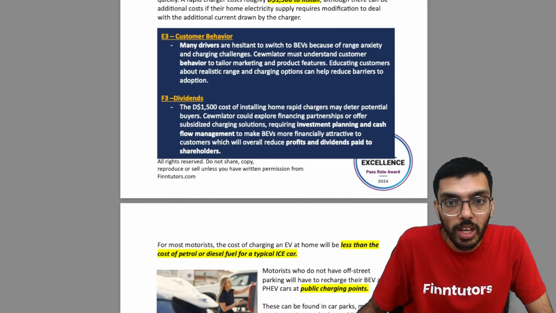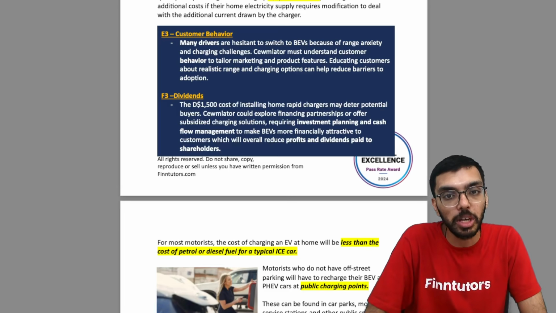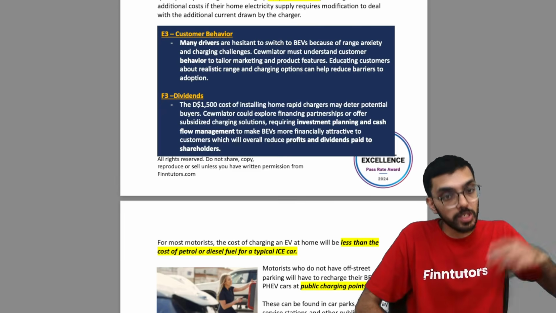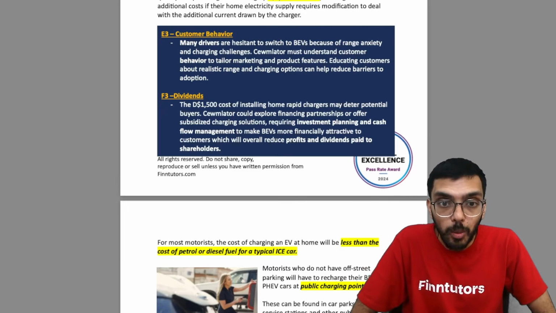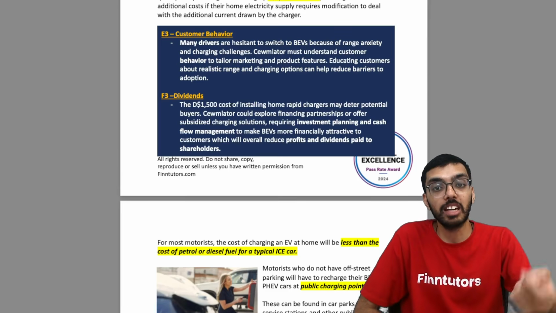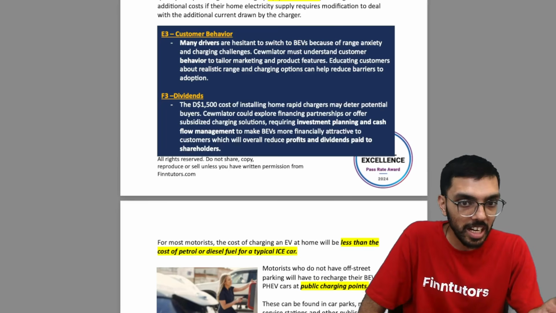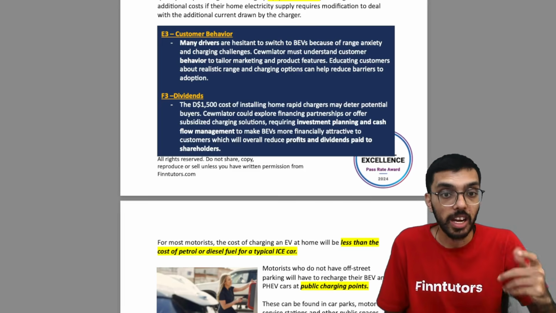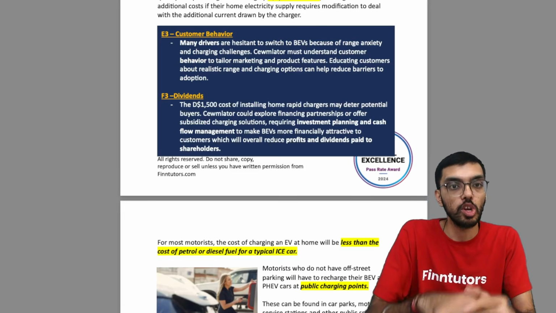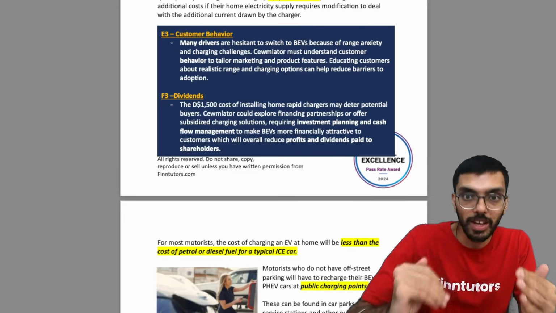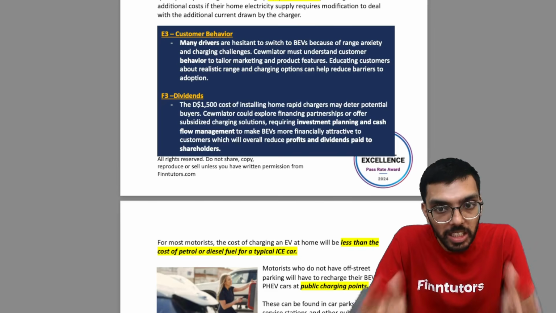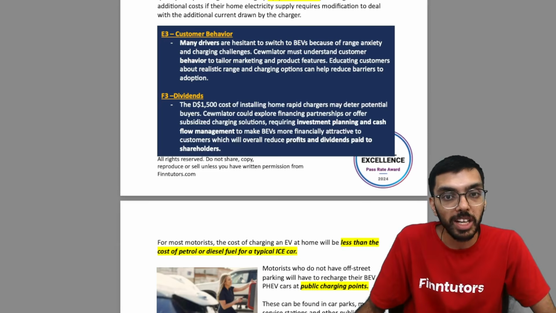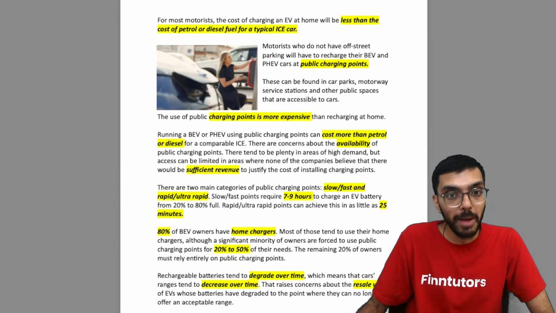Same ways, the cost of installing home rapid chargers may deter potential buyers. Cewmlator could explore financing partnerships or offer subsidized charging solutions, requiring investment planning and cash flow planning on your side. Because at the end of the day, if you were to get into any finance partnership or have any subsidy announced, it will overall affect your profits, affect your dividends, which will eventually affect your shareholder perspective. So the dividend question and shareholder perspective come into the picture here from Cewmlator's perspective.